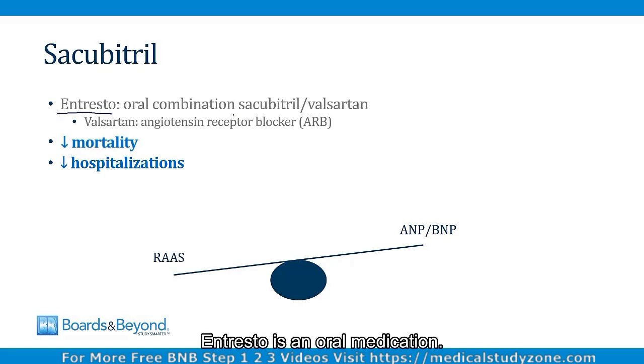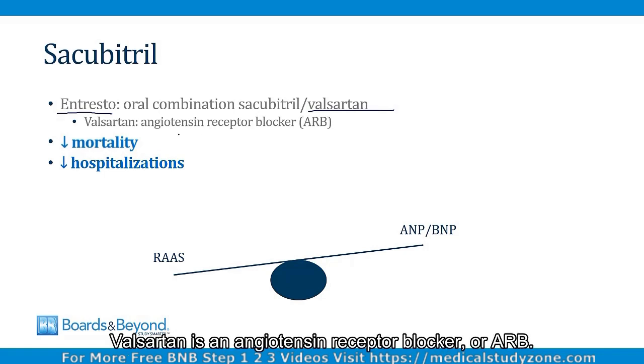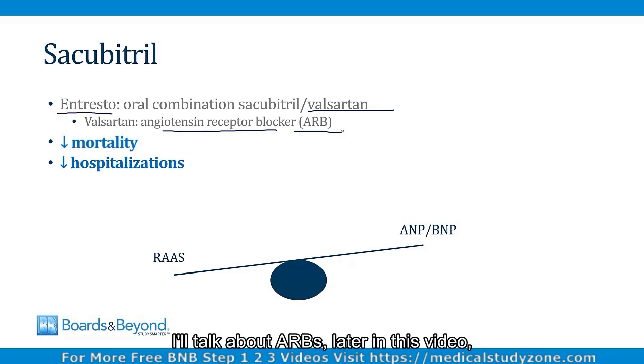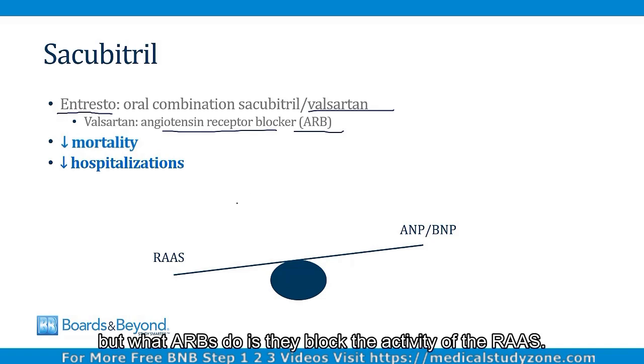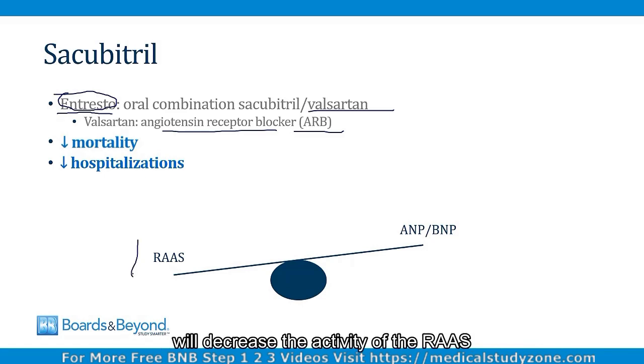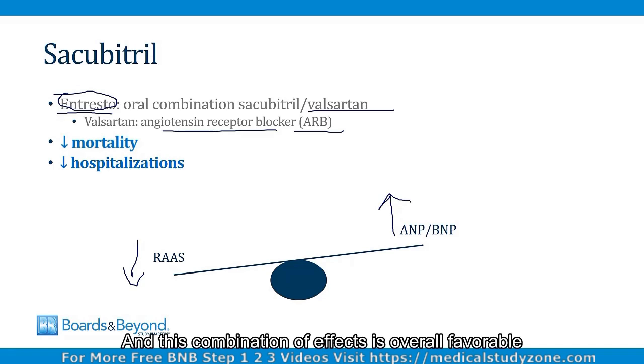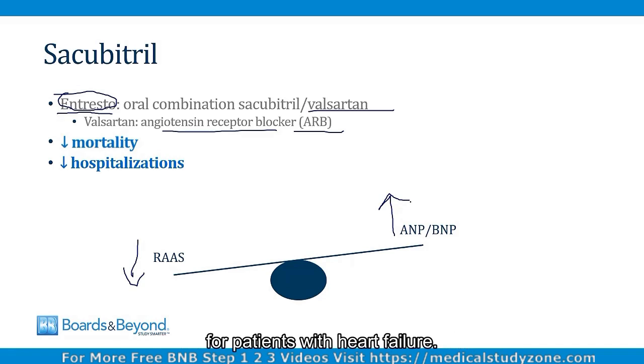Entresto is an oral medication, and it's a combination of sacubitril and valsartan. Valsartan is an angiotensin receptor blocker, or ARB. I'll talk about ARBs later in this video, but what ARBs do is they block the activity of the RAS. So the idea here is that the combination drug Entresto will decrease the activity of the RAS through the valsartan component and increase the activity of ANP and BNP through the sacubitril component. And this combination of effects is overall favorable for patients with heart failure.